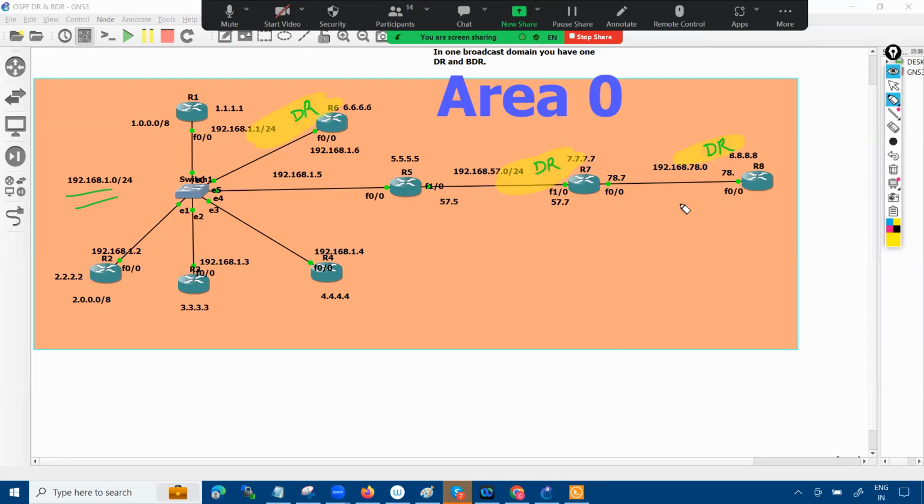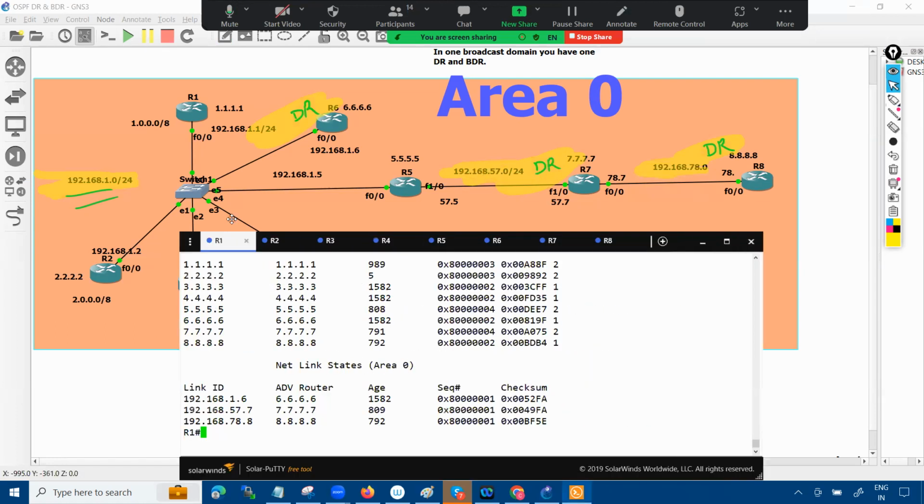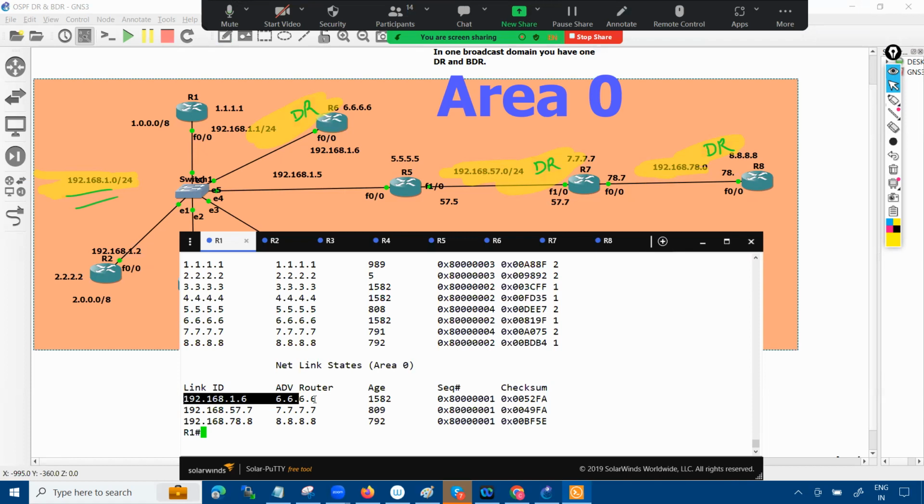So how many network LSAs will you have? You will have 3 network LSAs because we have 3 broadcast domains right now. You can check on any of the routers, it doesn't matter. If you stick on router 1 and run show ip ospf database, you can see that we have 3 network LSAs. One network LSA is generated by 1.1.6, which is router 6. Another is generated by 57.7, which is router 7. And another is generated by router 8, 78.8. Same information: the age is the same, sequence number is the same, checksum is the same.